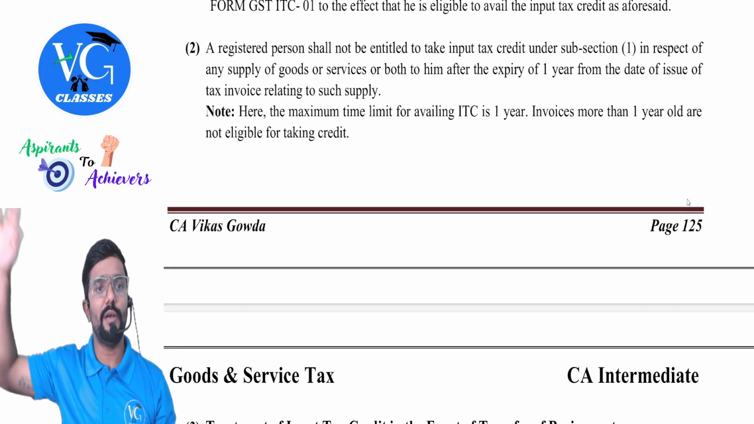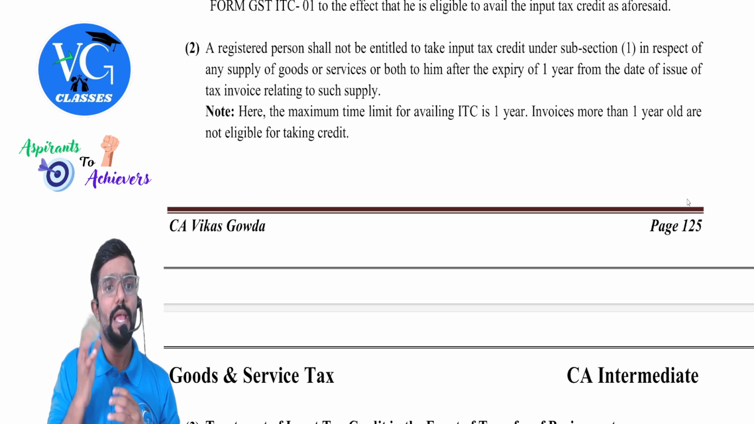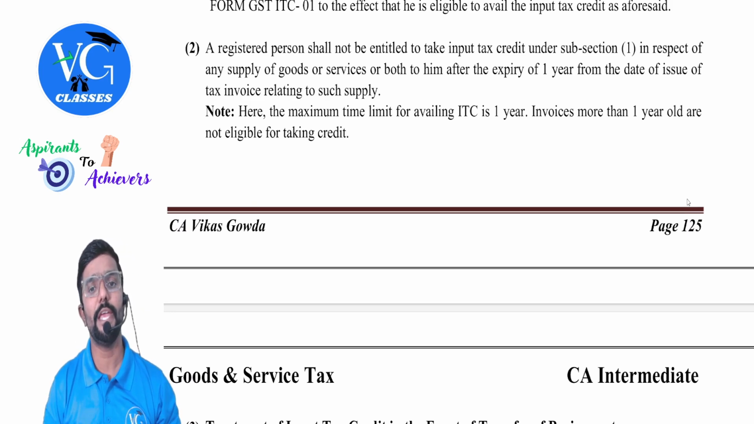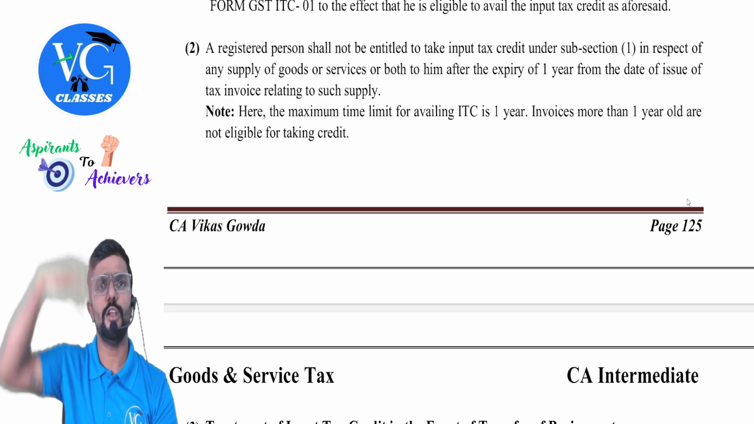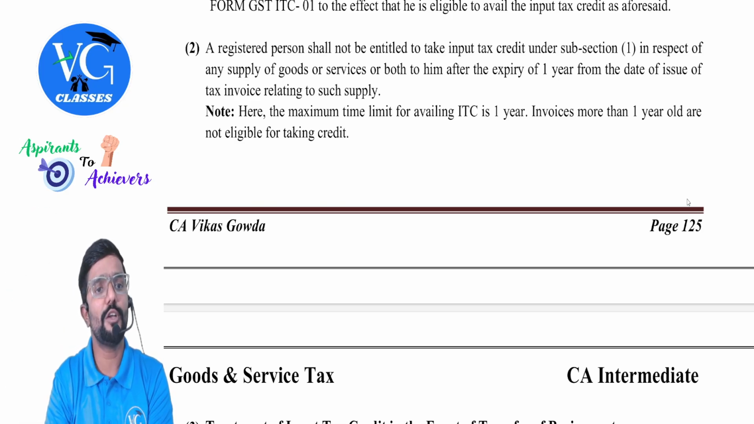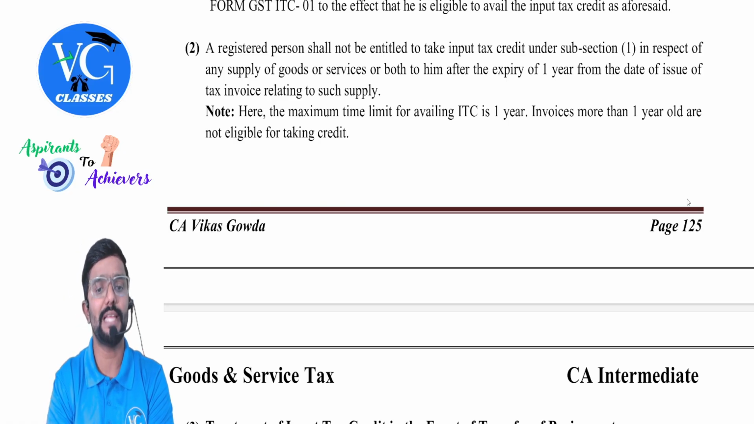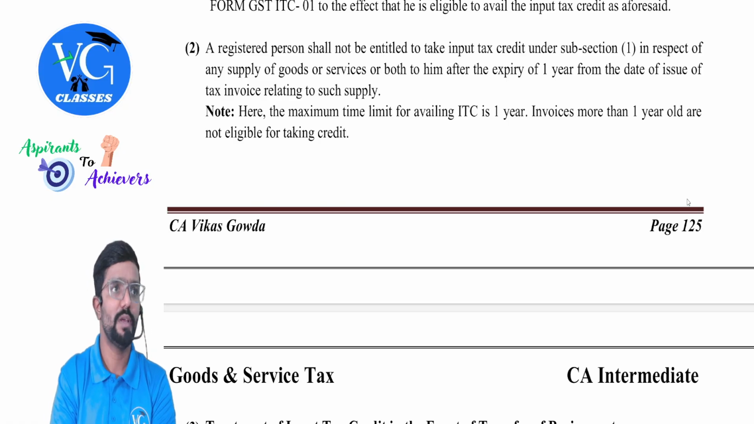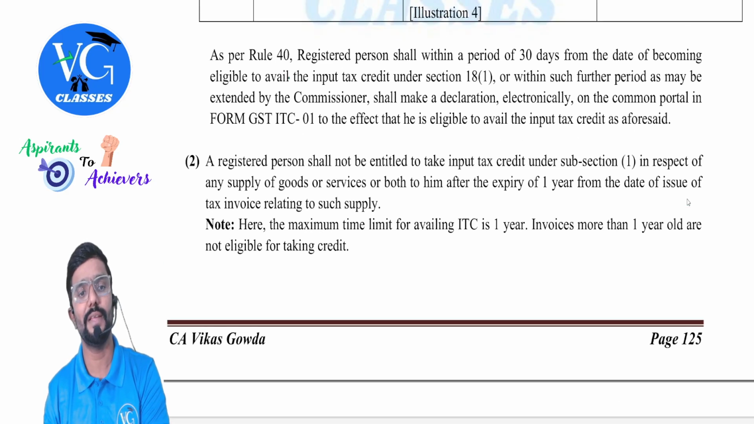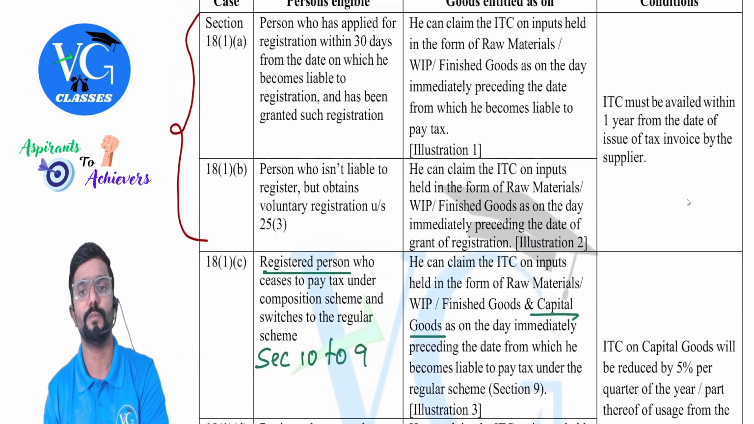Then subsection 2, I have already covered it in the last column. A registered person shall not be entitled to take input tax credit under subsection 1, that is all for special cases, in respect of any supply of goods or services or both to him after the expiry of 1 year from the date of issue of tax invoice relating to such supply. Here the maximum time limit for availing the ITC is 1 year. Invoices more than 1 year old are not eligible for taking the credit. Anyway, this point I had already given here only in the last column.